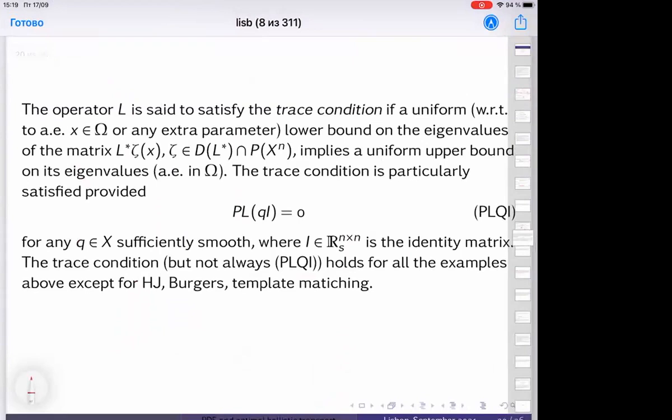And then there is also a trace condition on the operator L, which helps to prove existence, and which is easy to check in the majority of the examples. Normally you can check it by hand or by some ad hoc tricks, but the ad hoc tricks are not very involved. So for many PDEs, for the PDEs from that list which I presented, it was quite a big list, you can check it. It's just an algebraic condition on the eigenvalues of some matrix.